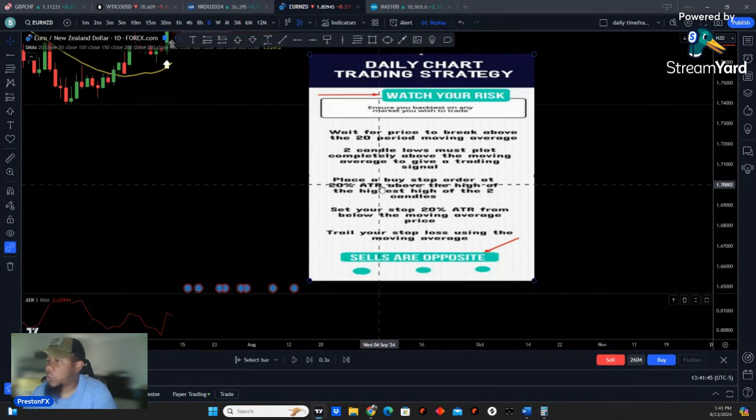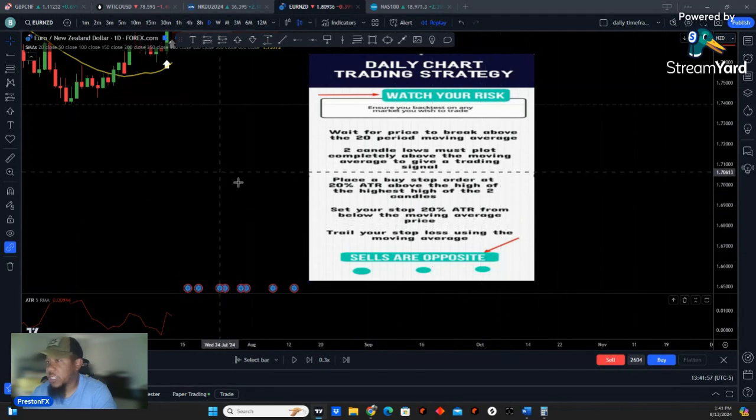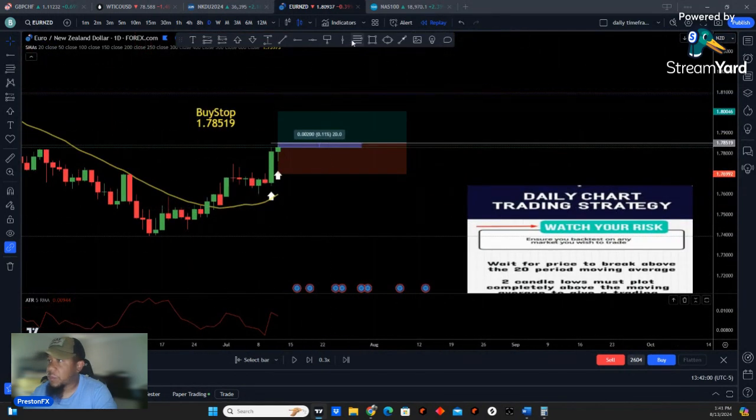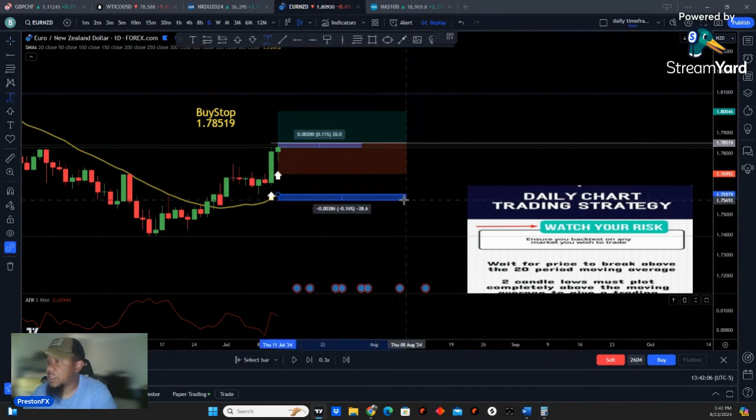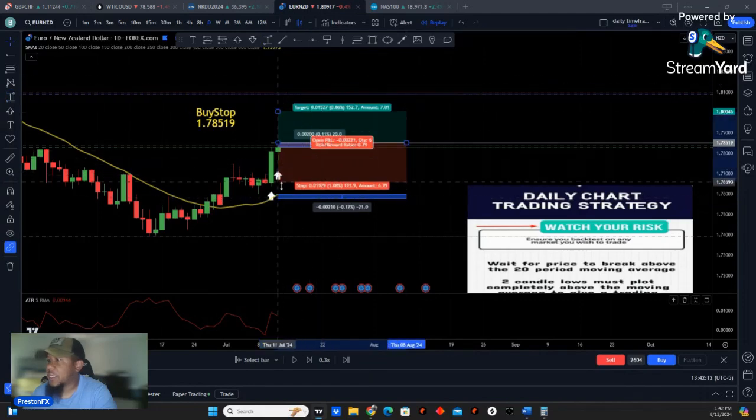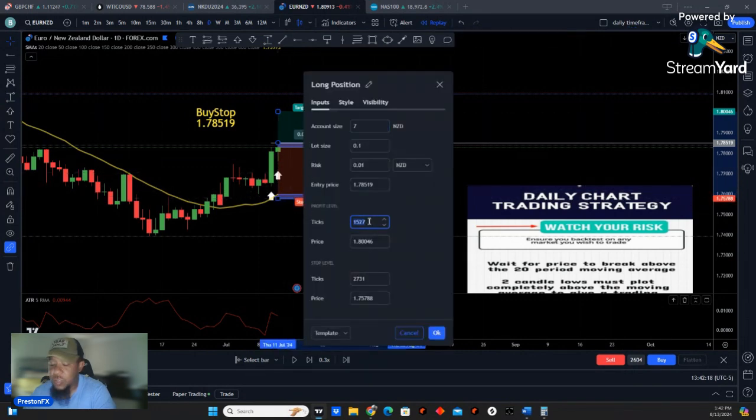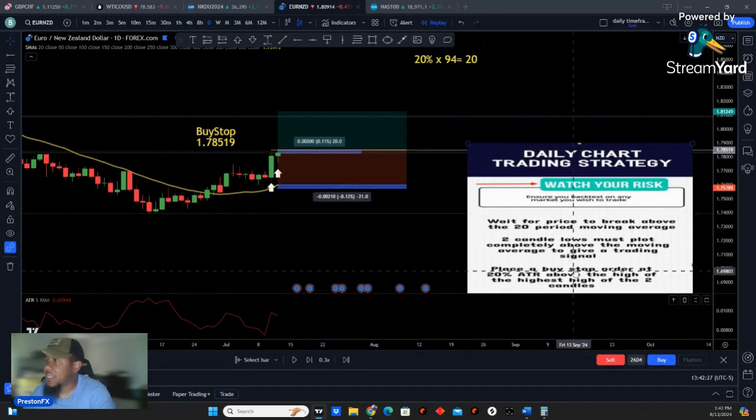Place a buy stop order at 20% ATR above the highest of the high of the two candles. Set a stop at 20% ATR from below the moving average. Trail your stop loss. So guess what? Get our handy dandy tool again. Right here at the top, go 20% down, 20 points down. Make sure it's at 20. So you got 273 pips. Now keep in mind, this is the daily time frame.